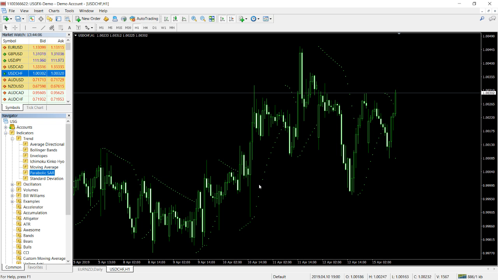So, how to identify an entry point? If the dots, which is the parabolic SAR, are below the candles right when it starts off, it is an entry point for a buy. And when the first dot appears above the candles, it is an exit point. And at the same time, because it is above the candles, it also identifies an entry point for a sell signal.